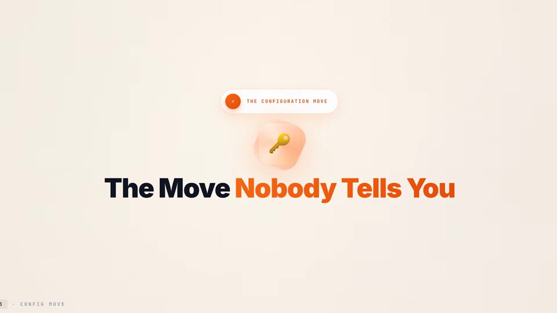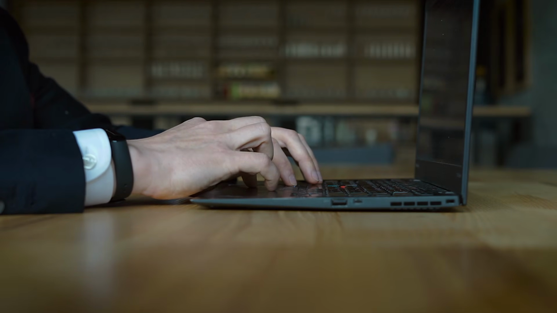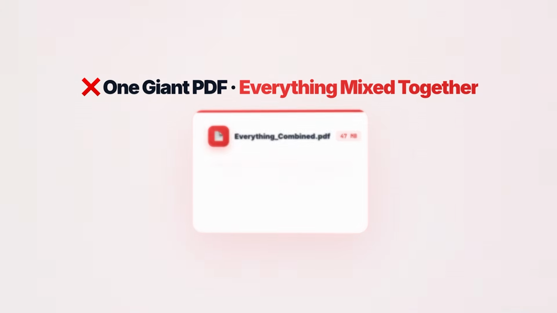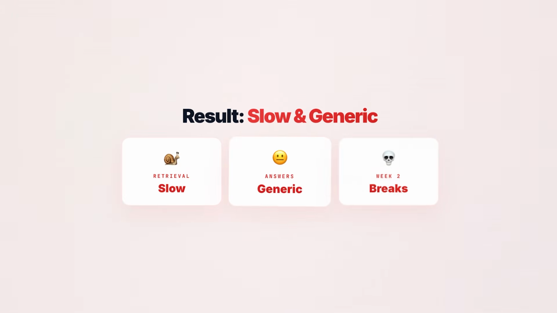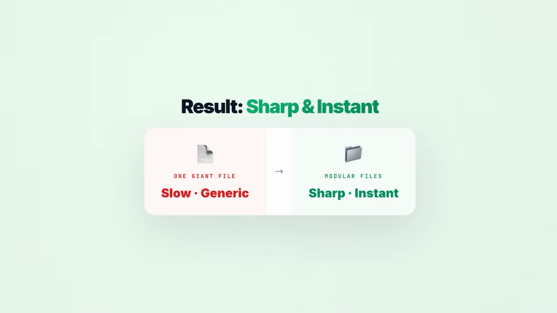Okay, I promised you something at the start of this video. Here it is. The configuration move that makes the output look like a professional platform build every single time. When you generate a notebook in NotebookLM, you get a conversational interface. But the real power comes from how you structure the source files before you upload them. Here is what nobody tells you. If you upload one giant PDF with everything mixed together, the assistant gets slow and the answers get generic. If you break the content into modular chunks, 1 file per topic, 1 file per procedure, the responses get sharp and the retrieval gets instant.